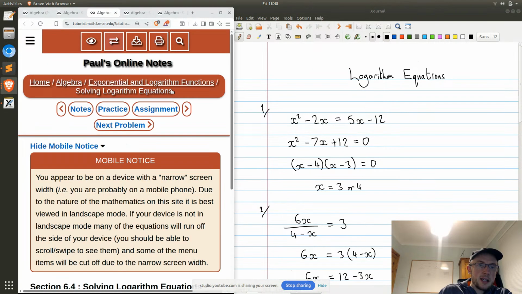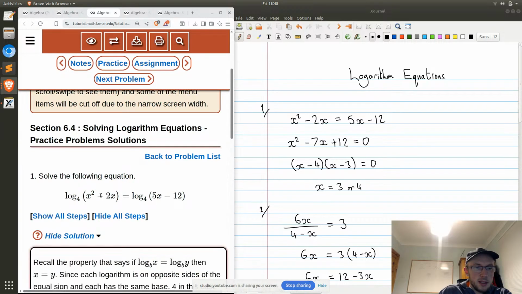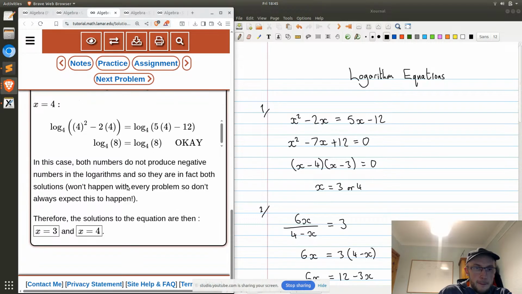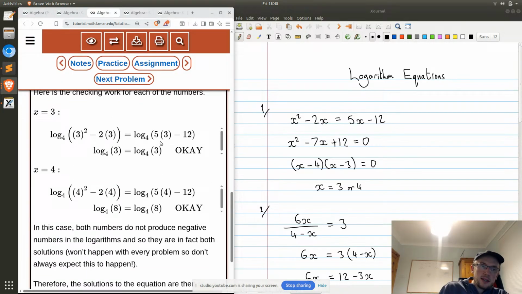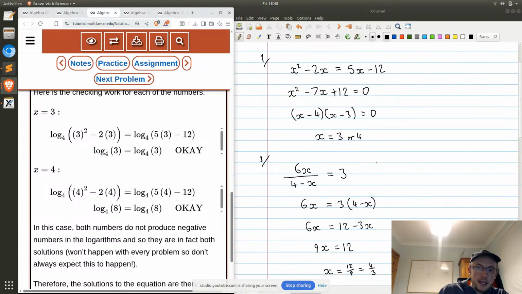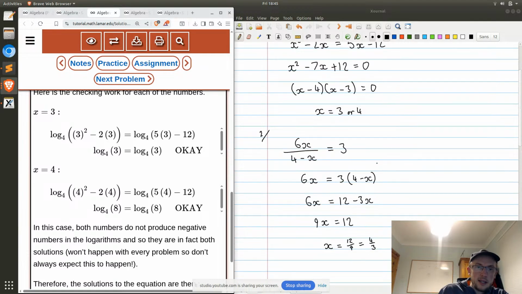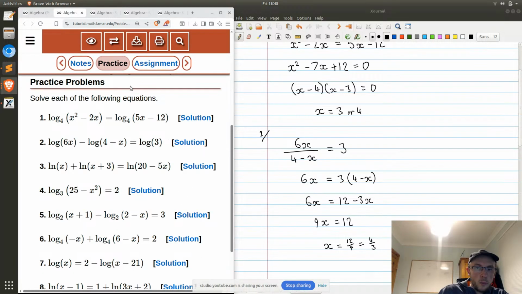And now I should check their solutions. Everything must be checked. Everything must be checked. And we see that 3 and 4 both work. But we can see that there is a sensitivity that we have missed. We are not permitted to have negatives as arguments in logarithms, right? So we've got to think about this carefully.